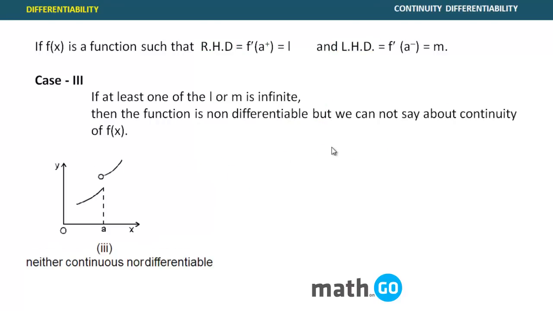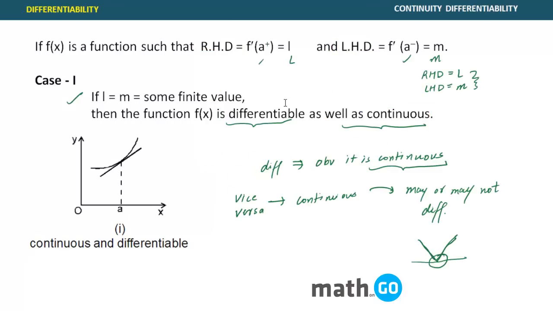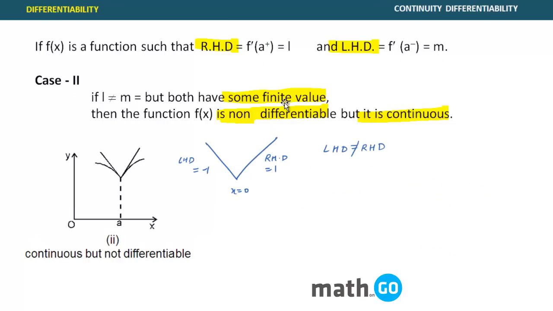Okay, and the third category will be when at least one of them is infinite. That is, either L or M is infinite, then it will be non-differentiable for sure, but we cannot say anything about the continuity. Then you will have to individually check the continuity by proving LHL equal to RHL or not. Though this case 3 is the least asked case in JEE Main, so we are not focusing too much on it. You should just revise these two cases: if LHD is equal to RHD, it is differentiable and it is continuous as well. If LHD is not equal to RHD but both are finite, then it will be non-differentiable but continuous. Okay, now let's apply these properties into questions.